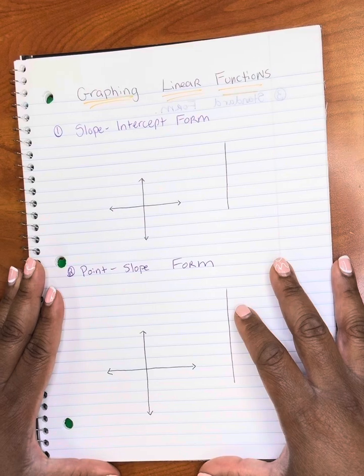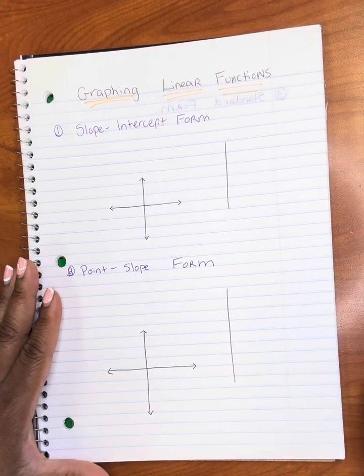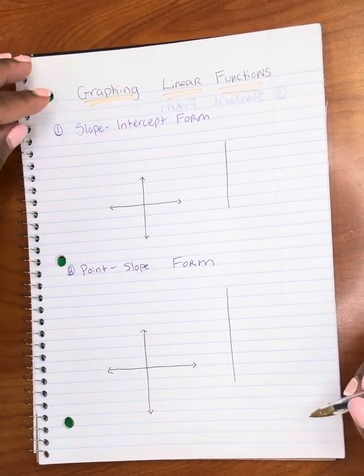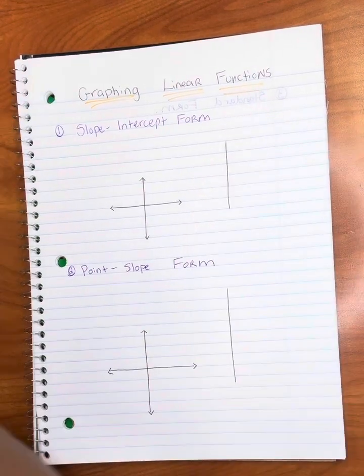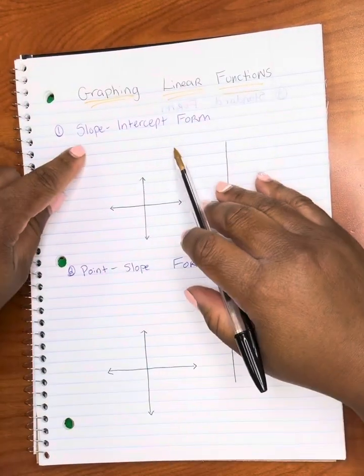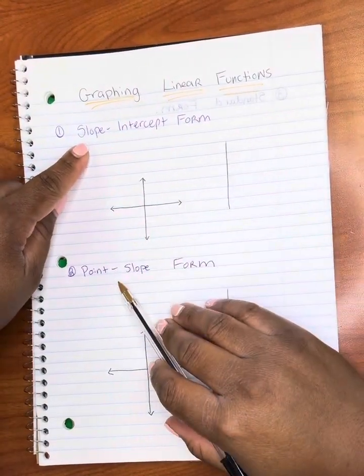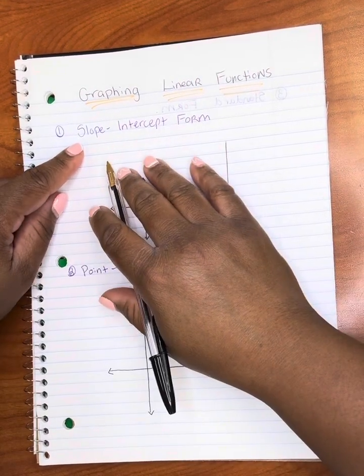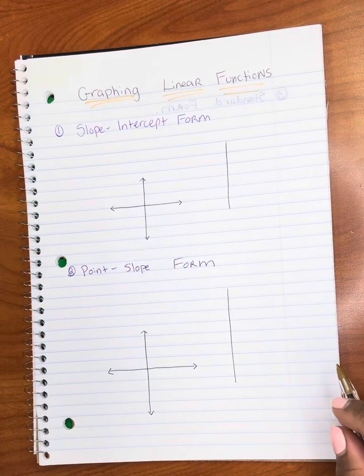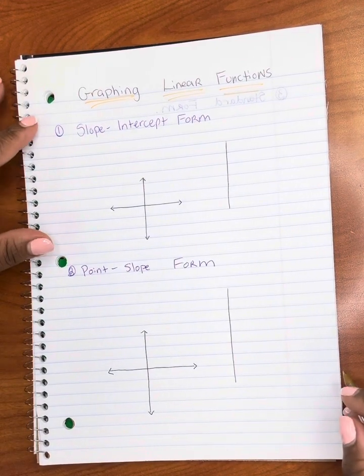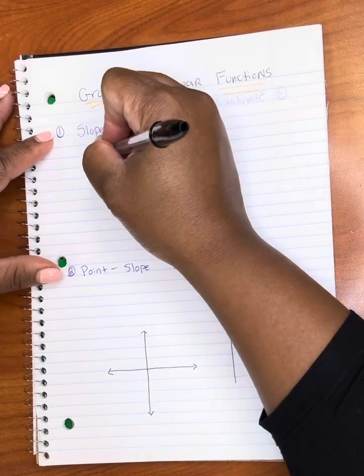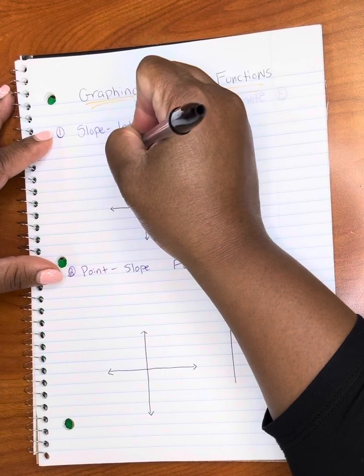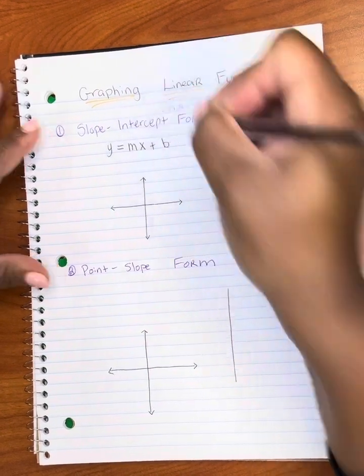What we're going to be discussing today is how do we graph linear functions? And we're going to talk about slope-intercept form, point-slope form, and then standard form. First, let's review what slope-intercept form is. For slope-intercept form, this is y equals mx plus b.